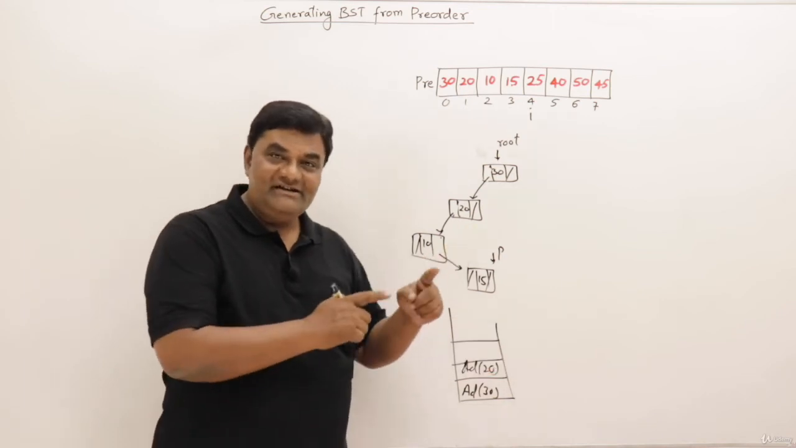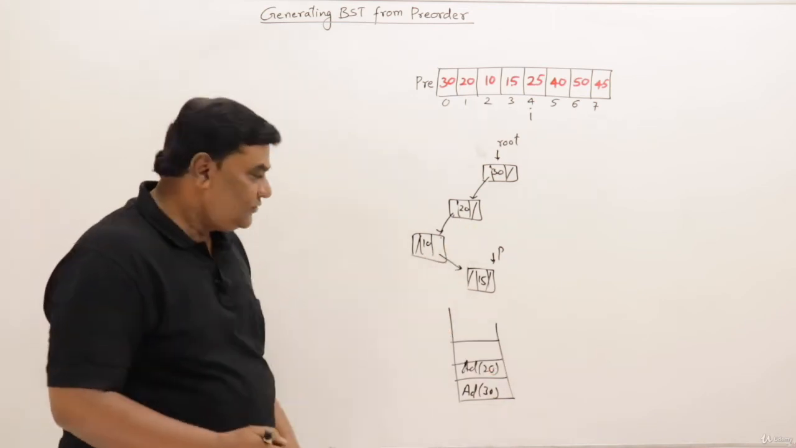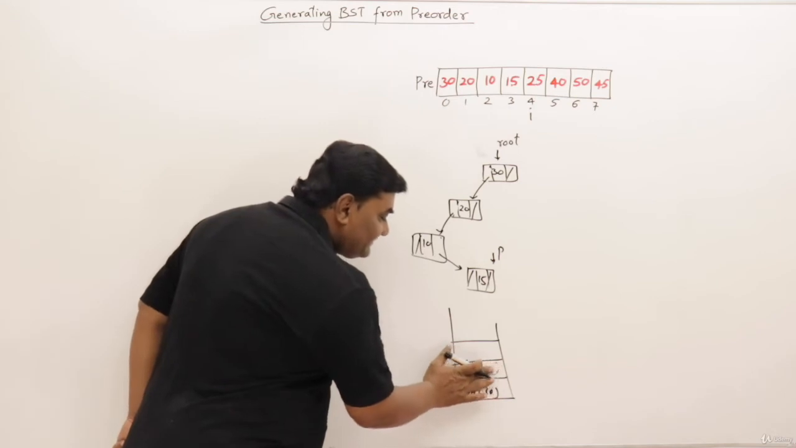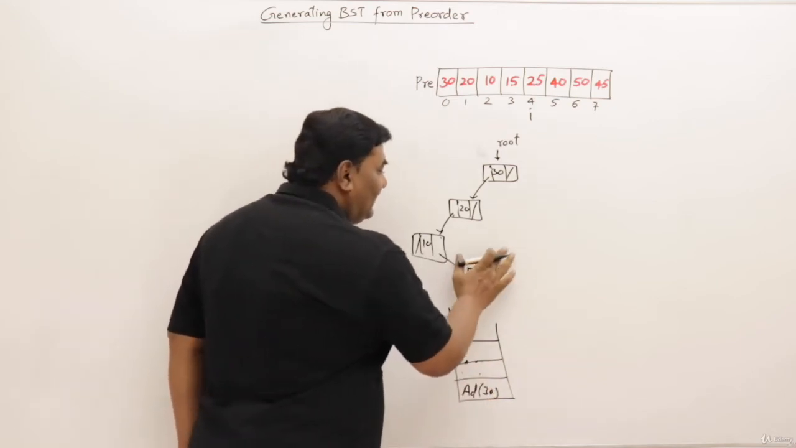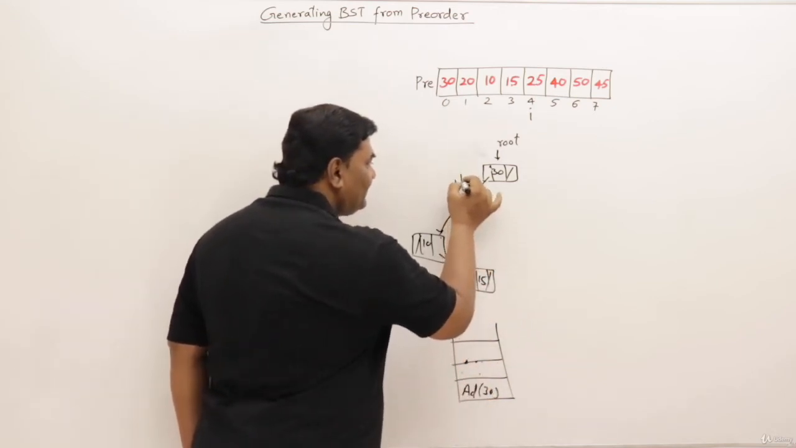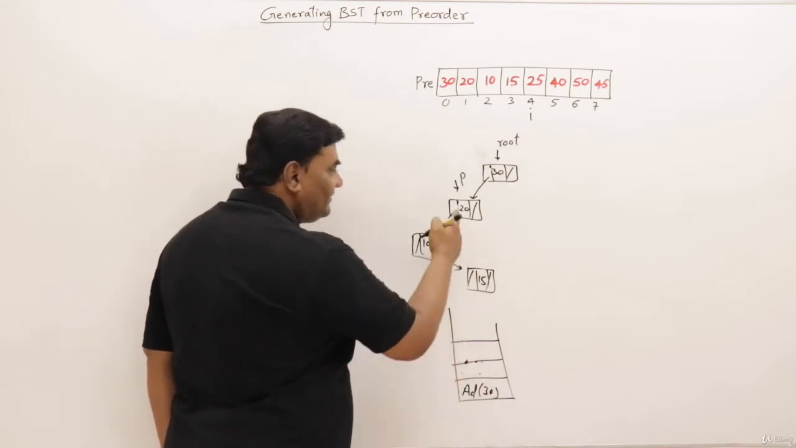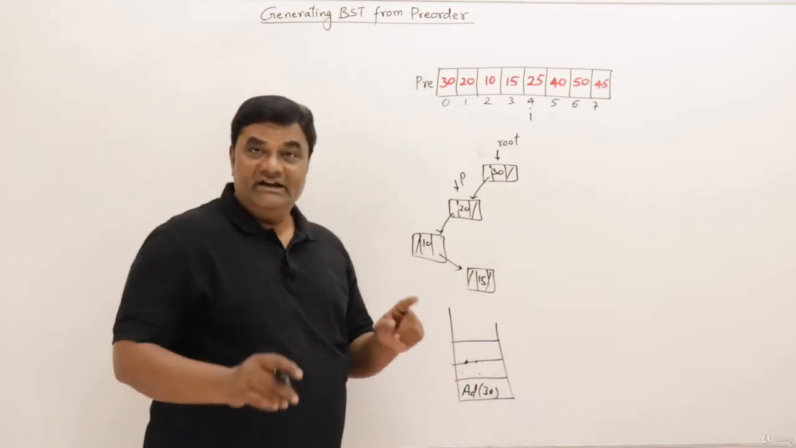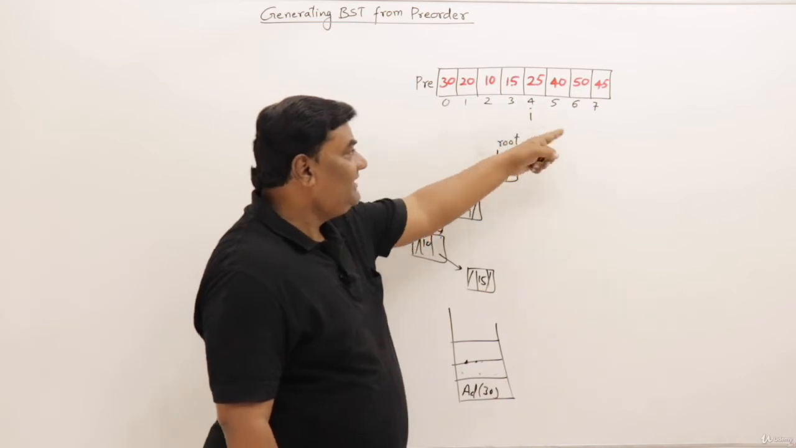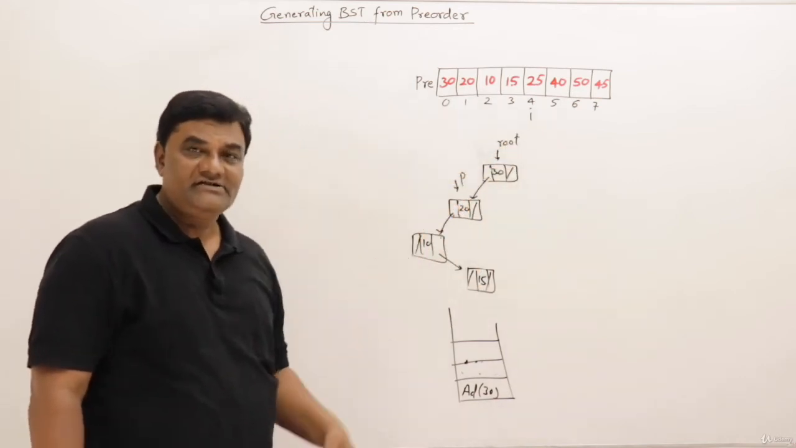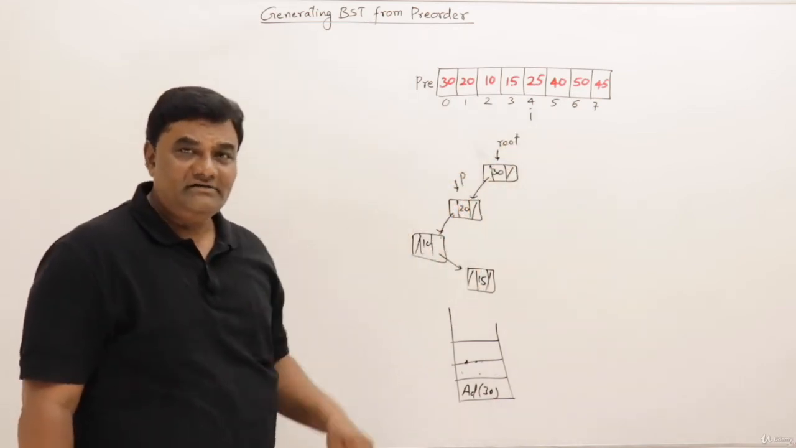So if it is within range, insert it. Otherwise, what to do? Pop out this address from the stack and move P here. So upon 20, we got the address of 20. So in this step, we did not move I to the next element because it is not yet inserted. Step is completed. Don't move I.